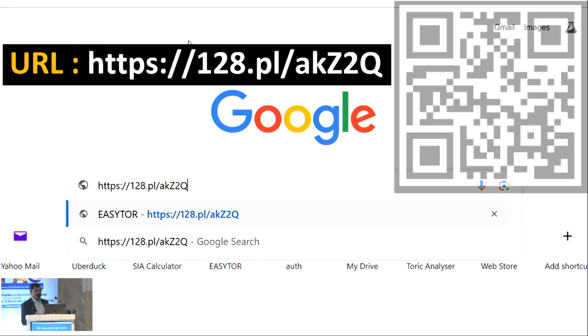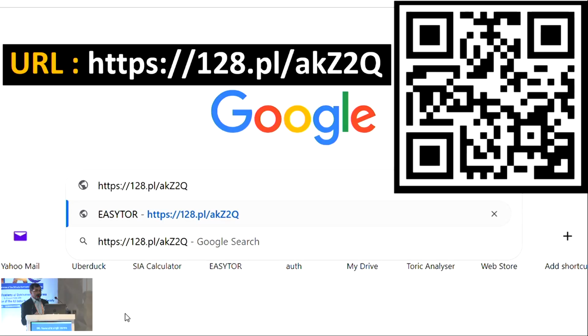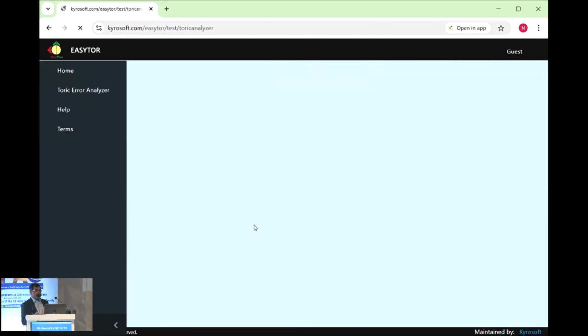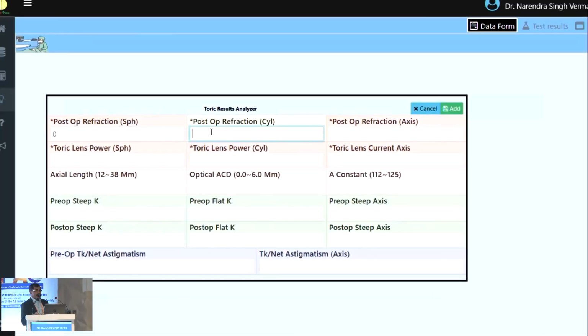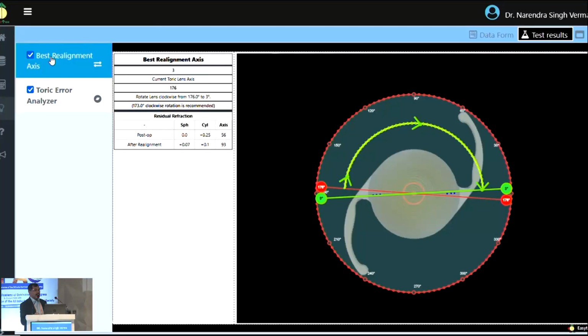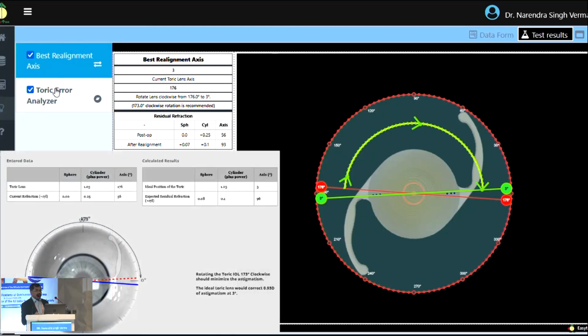It can be accessed on both Android and iPhone devices. Enter this URL or scan QR code. Click on toric error analyzer. This data sheet will open. Enter the postoperative refraction, toric lens power, and its current axis, and the analyzer will provide the best realignment axis and residual refraction based on the fixed toricity ratio, which is identical to the results from astigmatismfix.com.